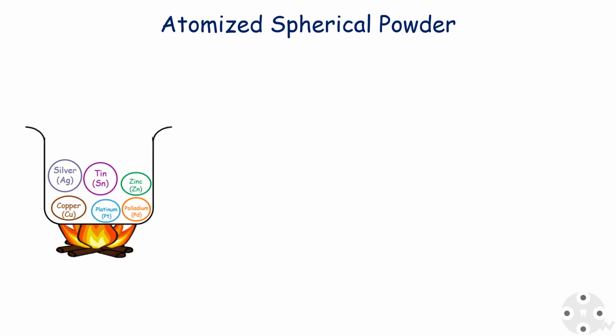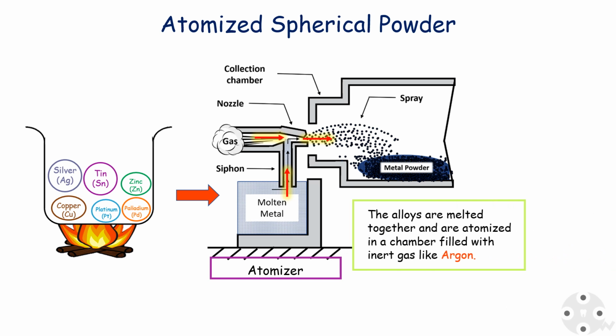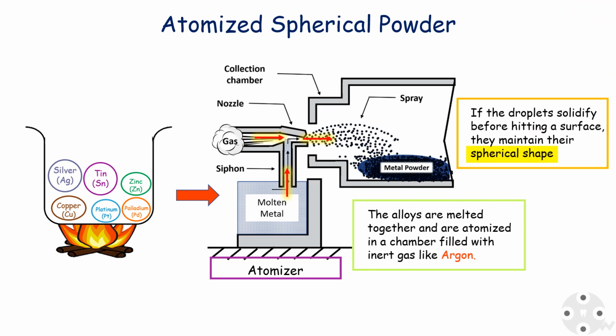The alloys are melted and this molten alloy is placed in an atomizer. The molten metal is then siphoned and a gas is passed under pressure through a nozzle, which breaks up this molten metal into smaller spheres, which enters this argon-filled chamber. Now, if the droplets solidify before they hit any of the surfaces that are marked, they maintain their spherical shape. If they hit the surface and then fall down, they may become slightly oblong in shape.